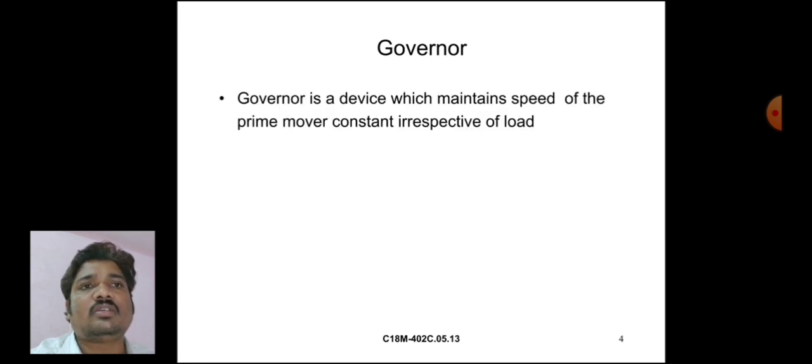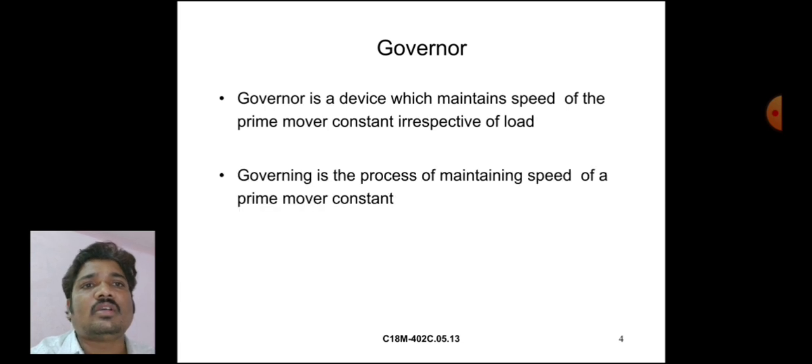A governor is a device which maintains the speed of the prime mover constant irrespective of load. Governing is the process of maintaining the speed of a prime mover constant.